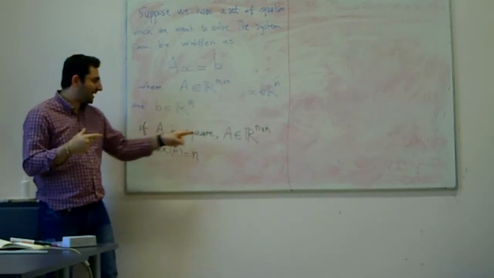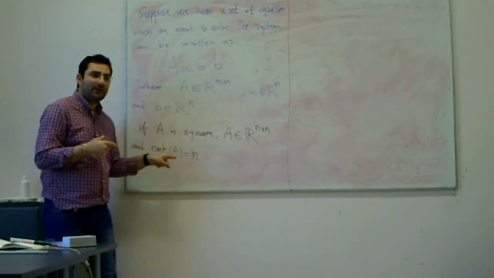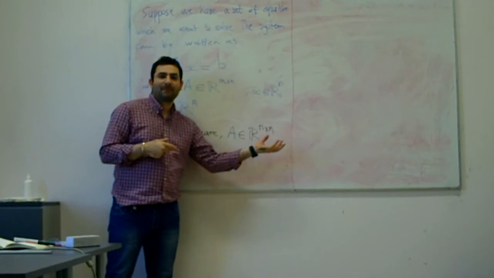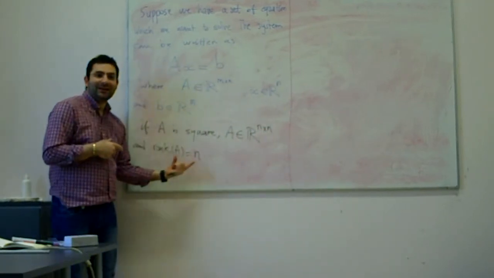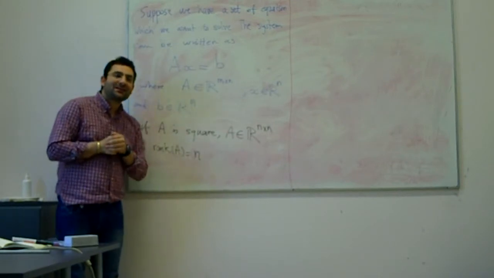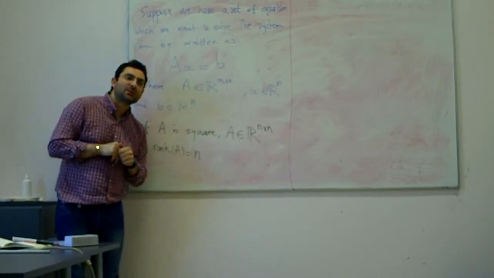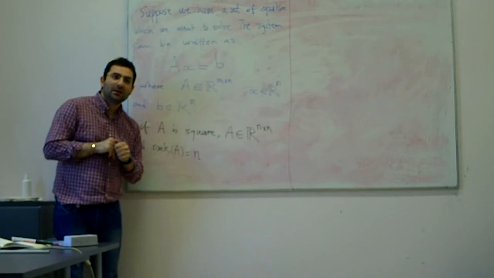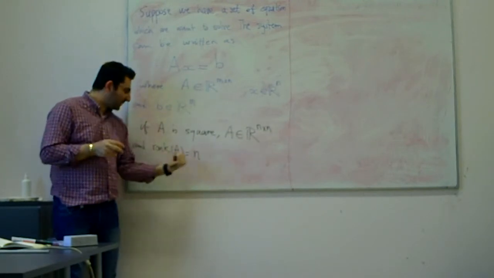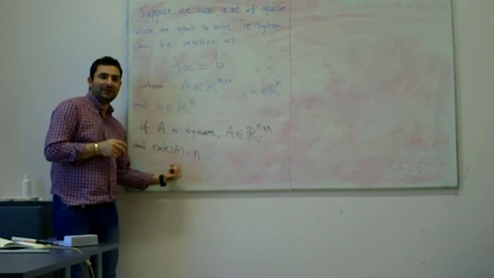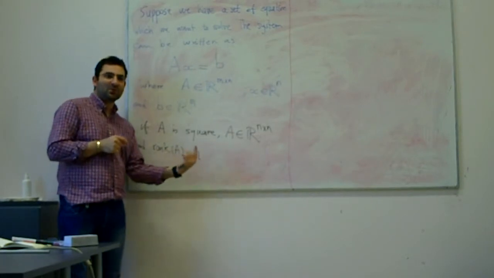So what do we understand from here? What is the size? n by n. What is the rank? n. It means that the matrix is non-singular. Why? Because the determinant is not 0. Determinant 0 means that the rank is not n. It should be at most n minus 1.